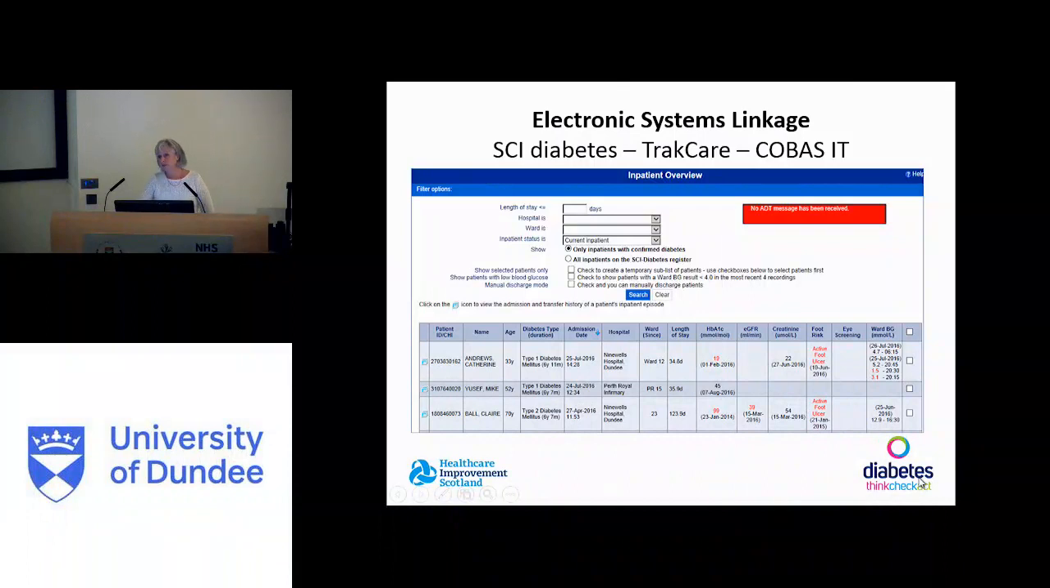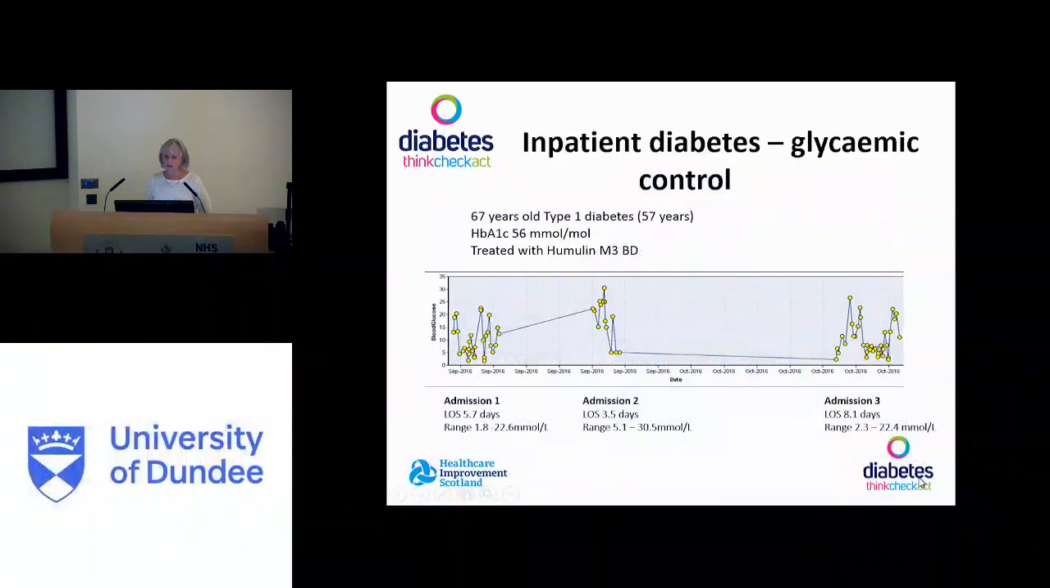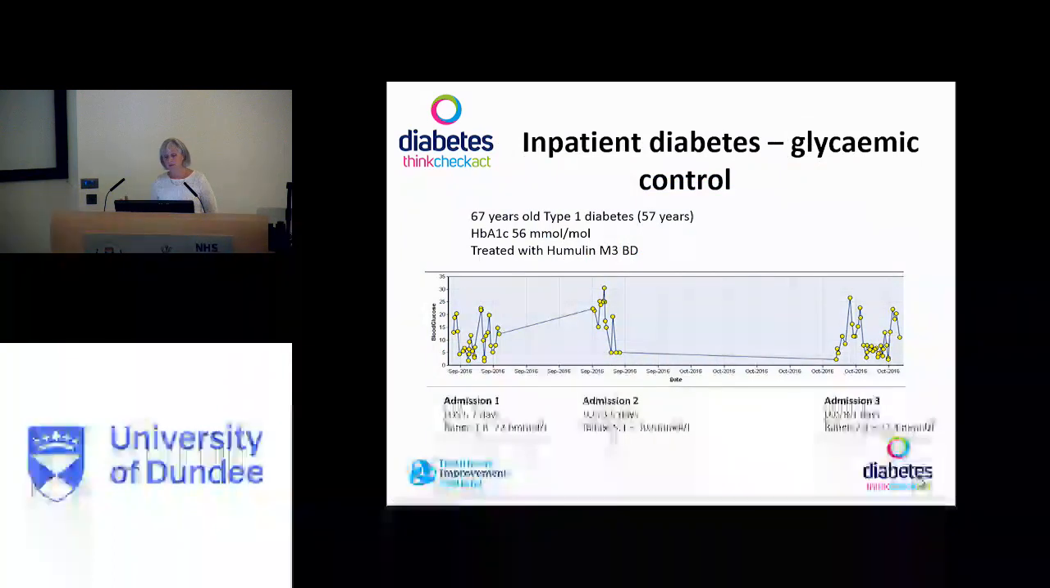So that's been a tremendous addition to our care. We can look at patients virtually. If they move from the stroke ward in Ninewells to Stracathro, we can follow patients on virtually. We can go and proactively target people with diabetes in the ward. But this screen is only seen by the specialist team, and that's not what Diabetes Think Check Act is all about. It's about upskilling the generalists, and we want to find a way to share these data. If we look at the glycemic control, this is the sort of thing we'd like to share with the ward staff, so we'd like them to be able to see this on their ward computers.